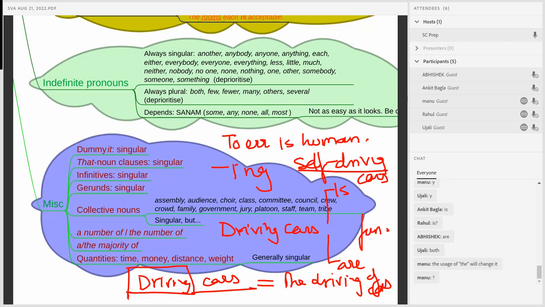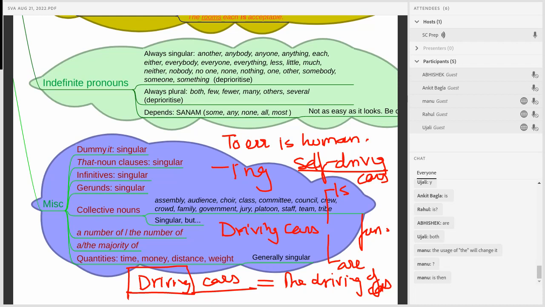Manu, the usage of the will change it. No, you have to use the with class. You can't say class is seated or class are seated. It has to be the class is seated or the class are seated. Over here it's then, right? Okay, fair enough.